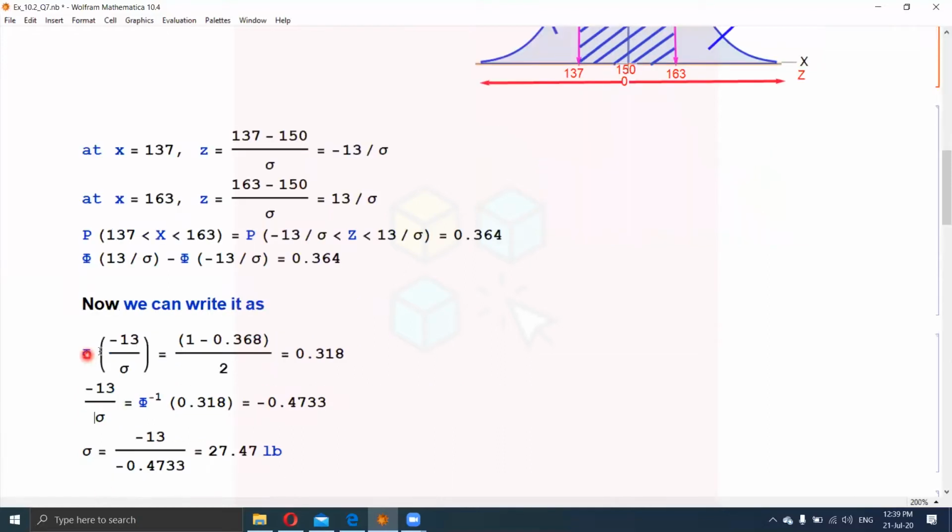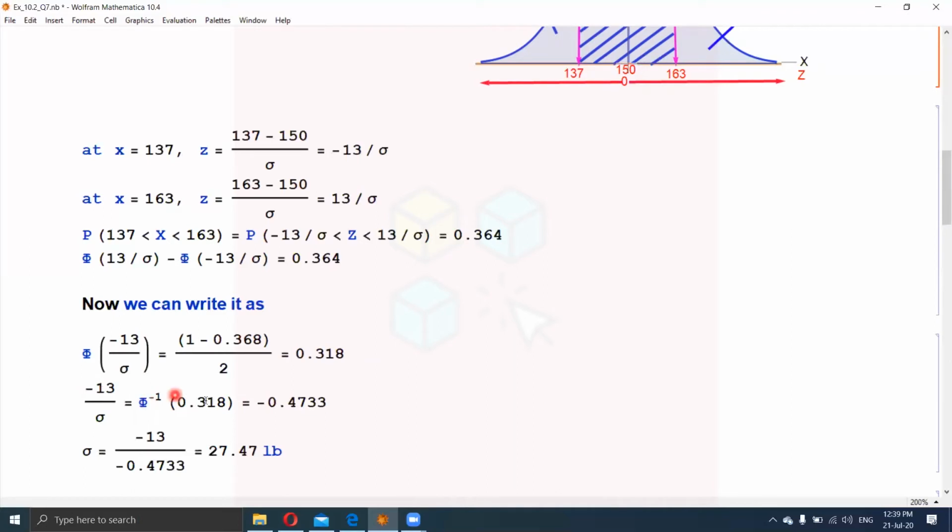We can write probability less than minus 13 by sigma, which can be denoted by phi of minus 13 by sigma, which is the area on the left tail. This one is equal to 0.318, and taking phi on the right side, so phi would be written as phi inverse of 0.318, and minus 13 by sigma is written on the left hand side.